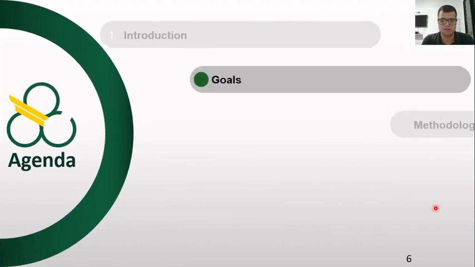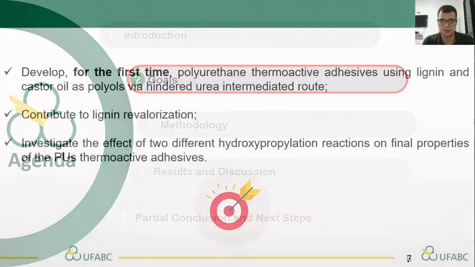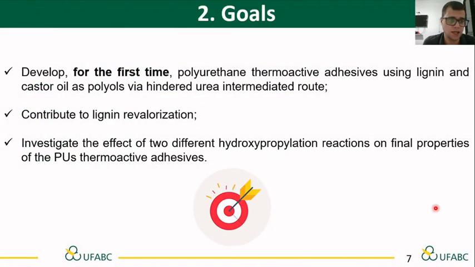Now let's show the study goals. The study's goals are to develop, for the first time, polyurethane thermoactive adhesives using lignin and castor oil as polyols via hindered urea intermediate route, contribute to lignin revalorization, and finally investigate the effect of 2 different hydroxypropylation reactions on final properties of the PU thermoactive adhesives.